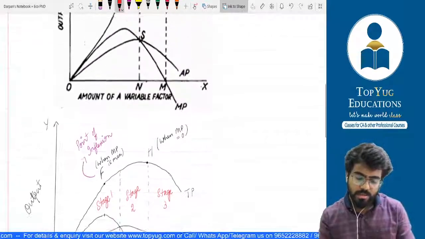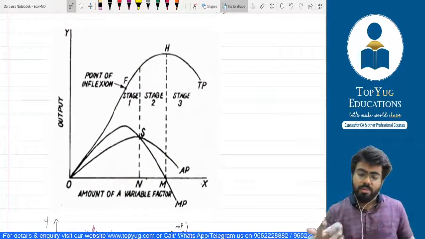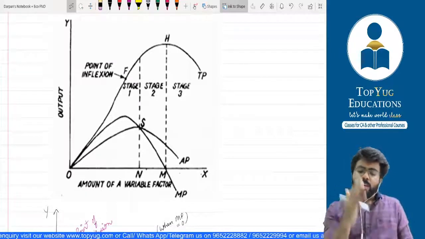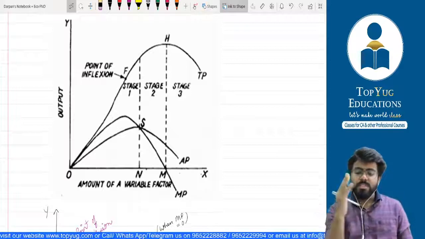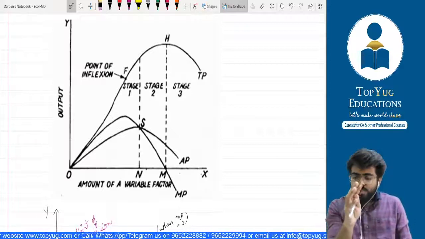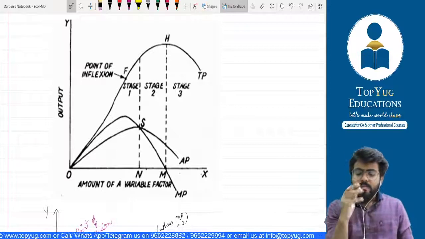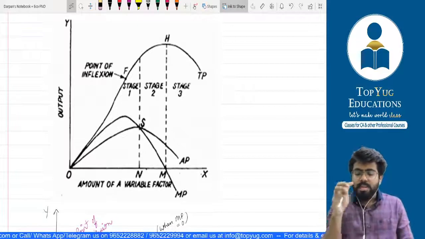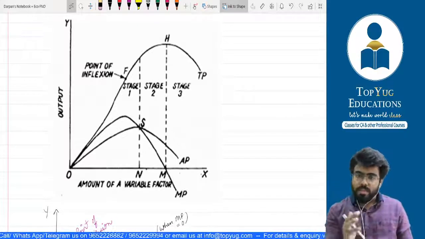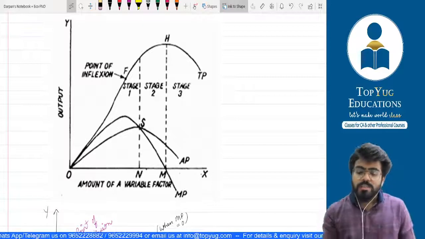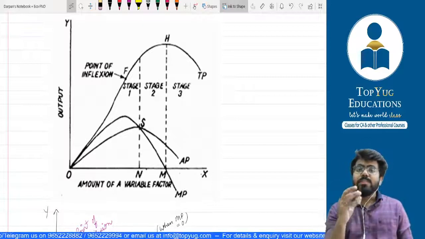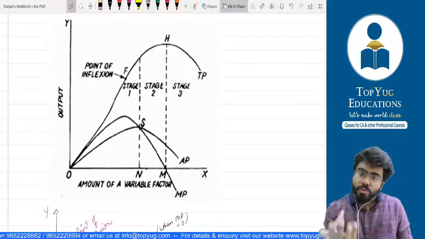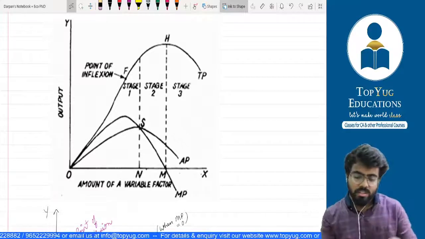So write down your side heading stage 1. In the above graph, which I've taken directly from your textbook, you can see this graph in your textbook also. In this also, they have divided into 3 stages, stage 1, stage 2, and stage 3. If you observe, where is stage 1 ending? When AP is equal to MP, right? AP and MP, when they are touching each other, that is when stage 1 is ending. Stage 2 is ending when MP is equal to 0, right? When marginal product is touching the x-axis, that is when stage 2 is ending. So stage 1, stage 2, and stage 3.